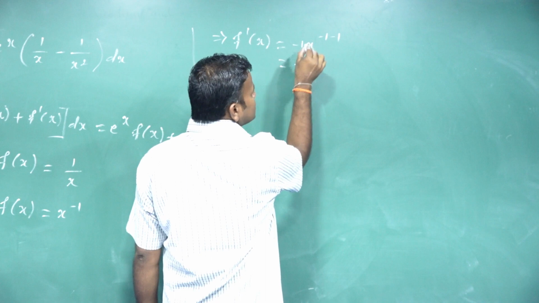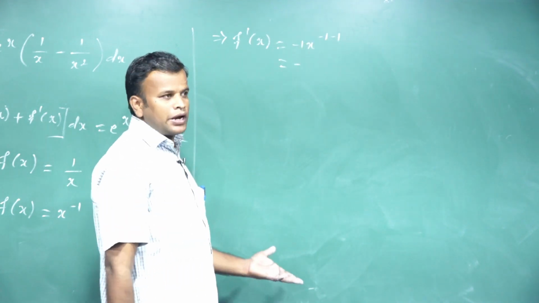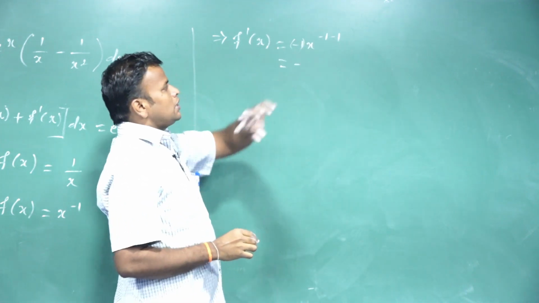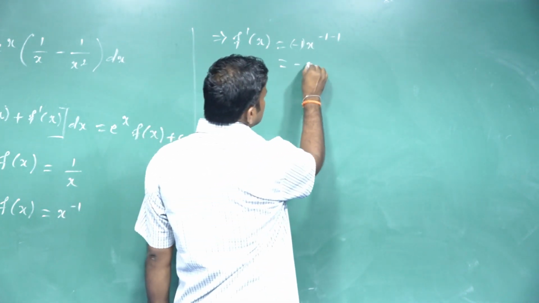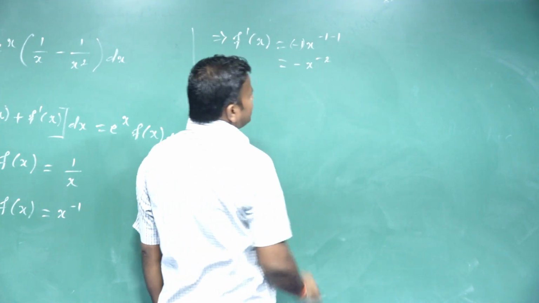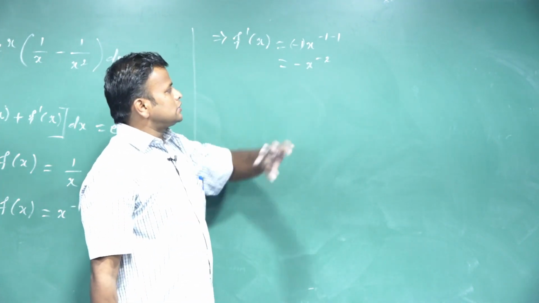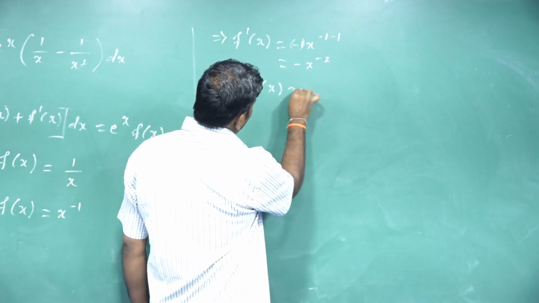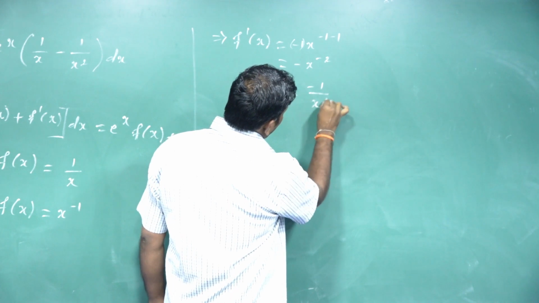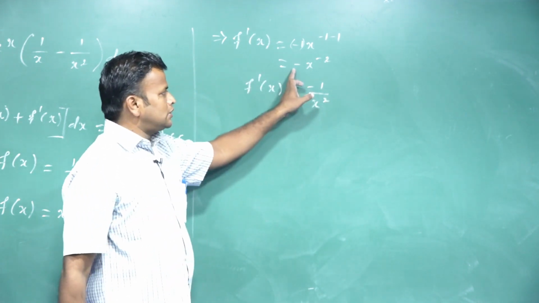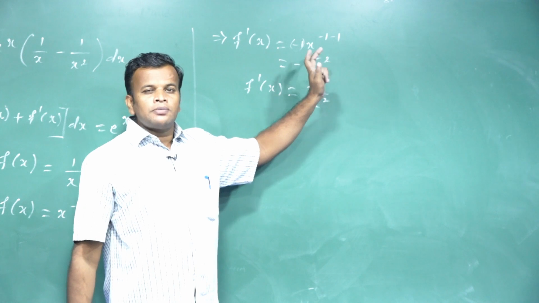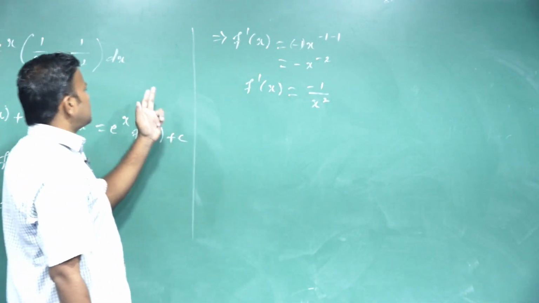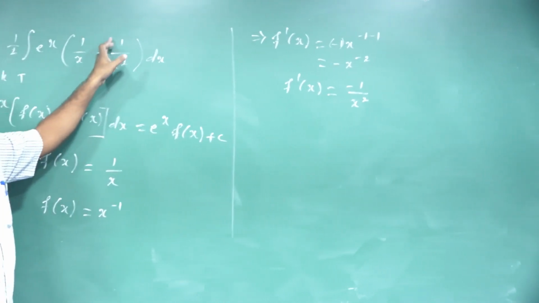Minus 1 into x is nothing but minus x. We write it as x power n minus 1, so x power minus 2. So f dash of x value is minus 1 by x square. The x power minus 2 term, when it comes in the denominator, becomes x square. Now you see exactly minus 1 by x square is the next term.